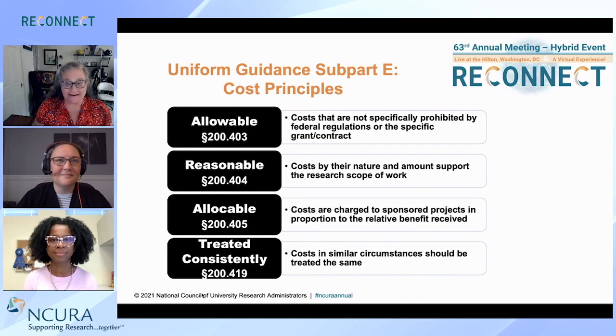It needs to be not included as a cost or used to meet cost sharing or matching requirements on any other grant, and it needs to be adequately documented.